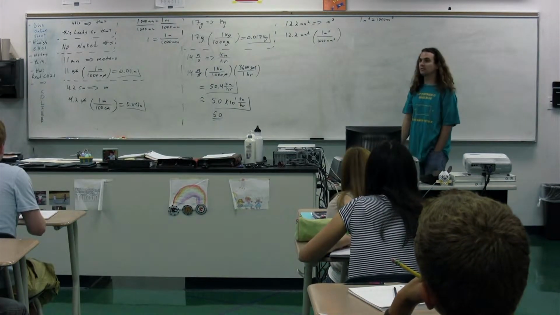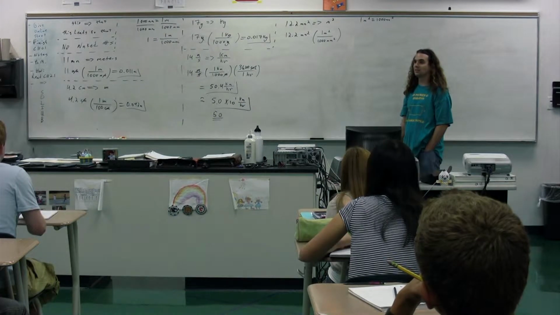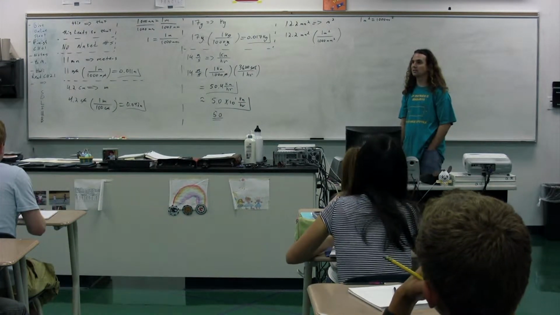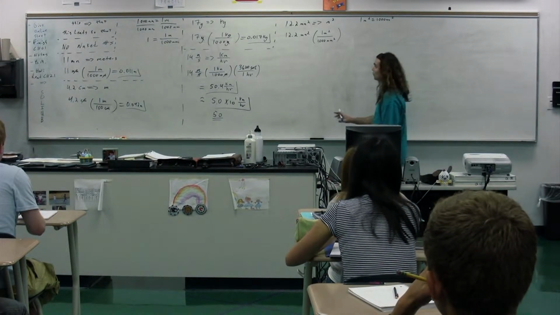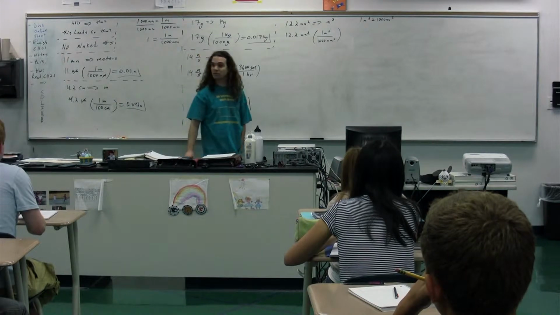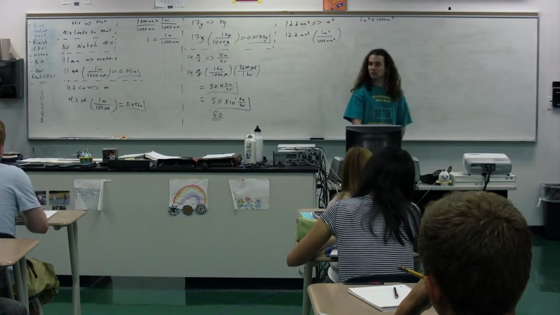Right there? Yeah. Is that right? Unfortunately, it's 1 meter that equals 1,000 millimeters. It's not 1 meter squared that equals 1,000 millimeters squared.